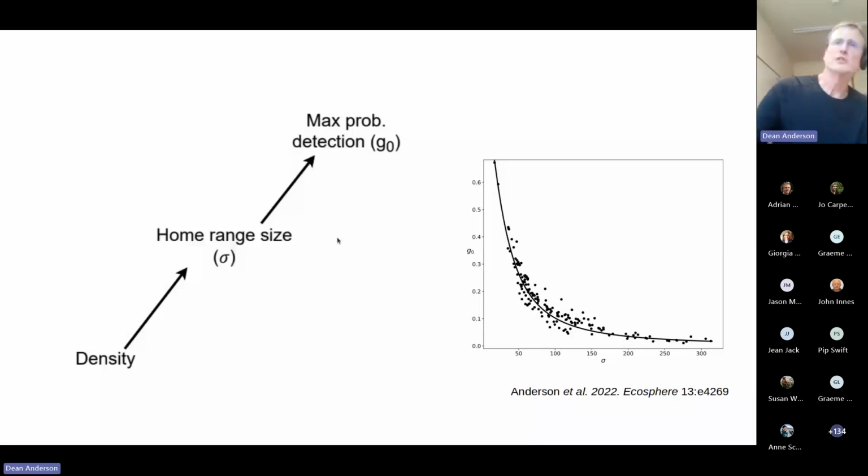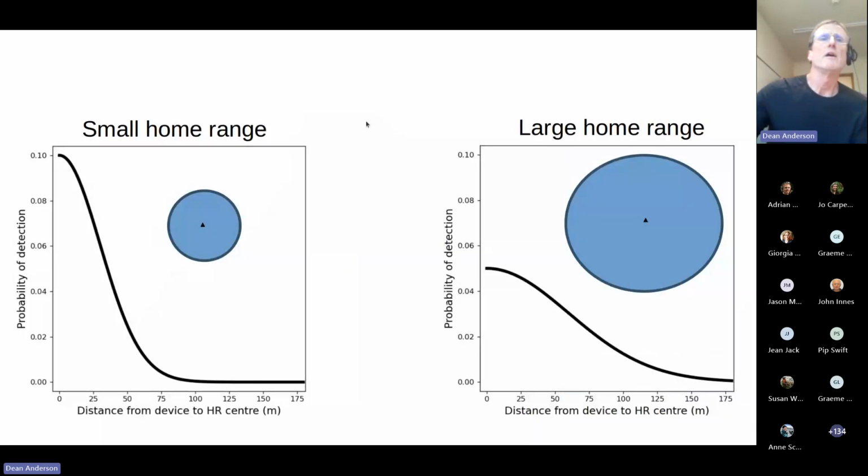And in the next slide, I'll try to explain this relationship between home range size and G0. So if you look on the left here, if this circle represents a small home range of a rat with a single device placed at its home range center, it will have a relatively high chance of detecting that individual because the individual will not ever be moving very far away from this device. So we have a relatively high G0 of 0.1.